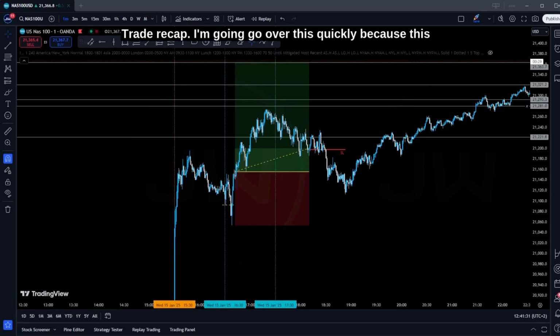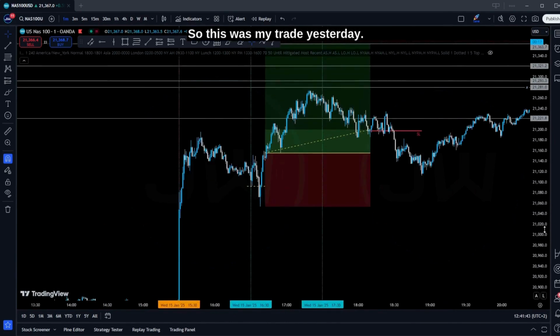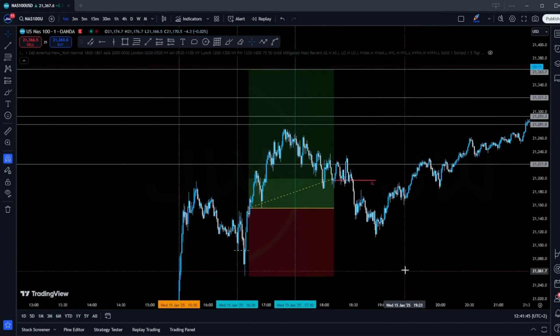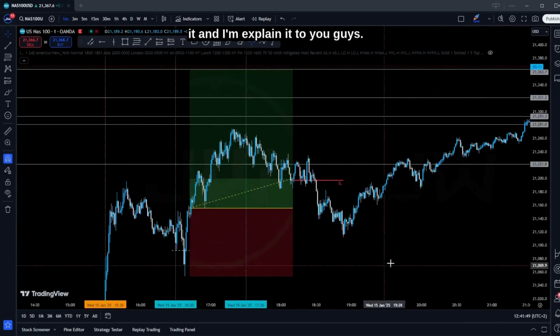Trade recap. I'm going to go over this quickly because this is the second time I'm recording this. I did not have the audio on last time. So let's go over this. This was my trade yesterday. Yes, it doesn't look clean, so I'm going to go over it and explain it to you guys.